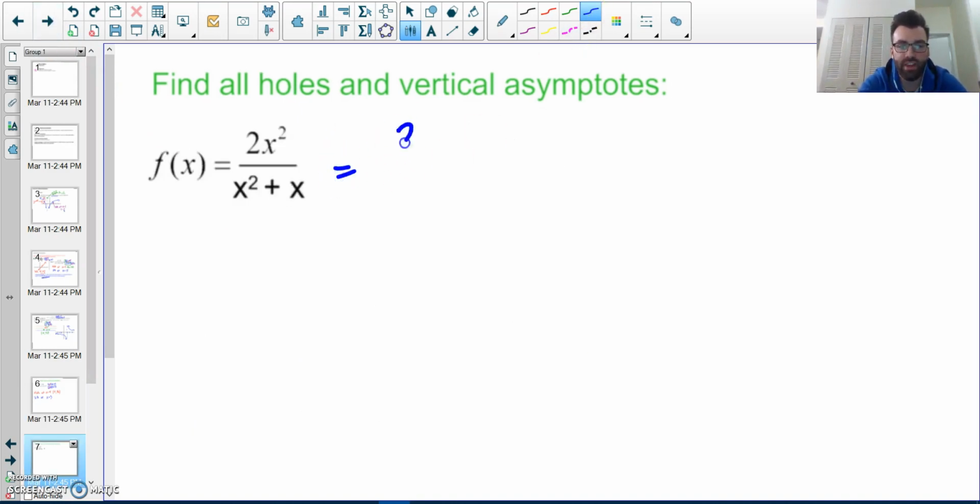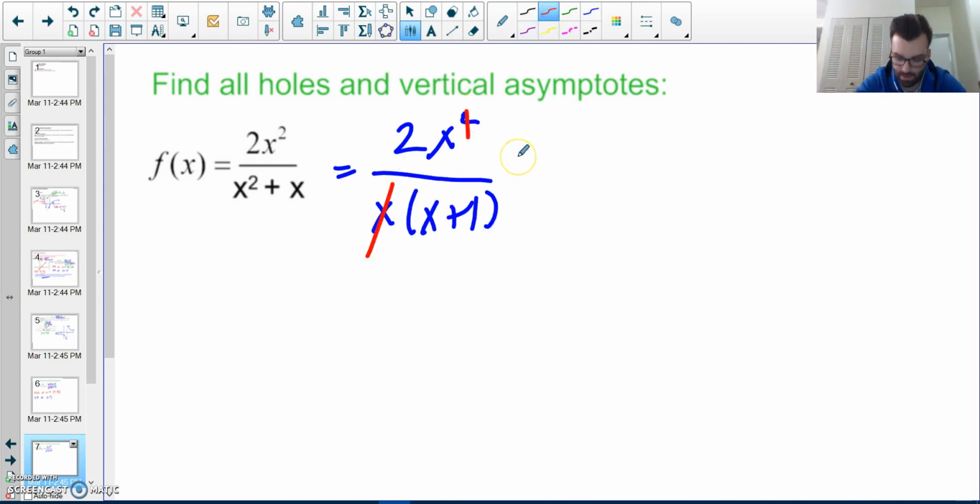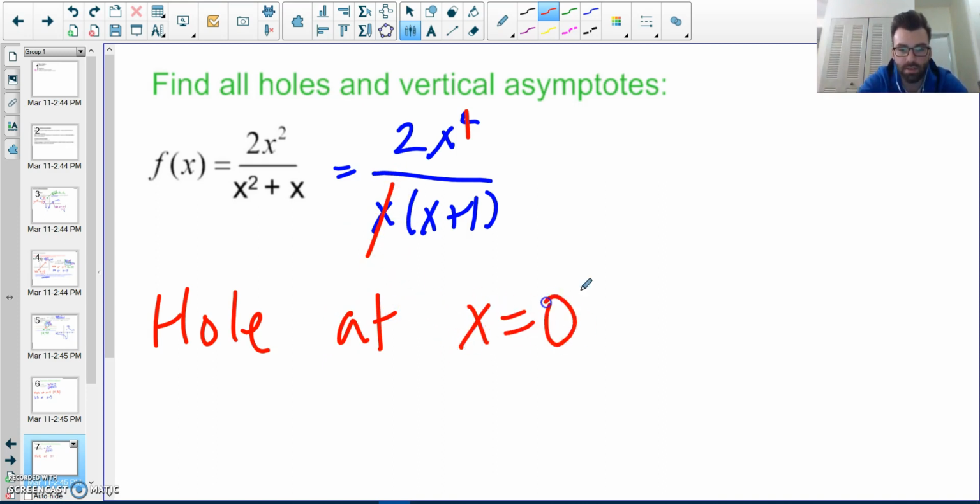First thing I want to do, factor 2x squared, GCF, x over x plus 1. Cancel x's, and one of the x's cancels out up here. So that tells me I have a hole at, what is this? x equals 0. Plug in 0. 2 times 0 is 0. 0 plus 1 is 1. 0 over any number is just 0.